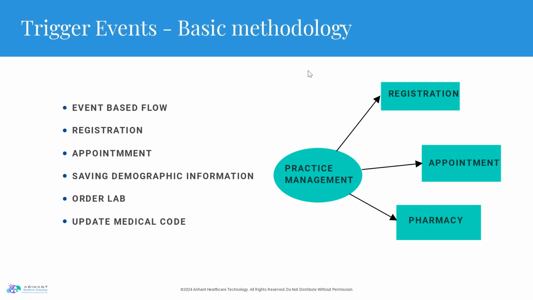So if we consider our example of John Doe, where he came to the front desk, staff did the check-in, collected the demographic information, then scheduled the appointment, then eventually after the appointment ordered the labs and updated the medical code before billing and claims. So all these are considered as trigger events, where the event gets triggered from one system to another and the information gets transferred between those systems.